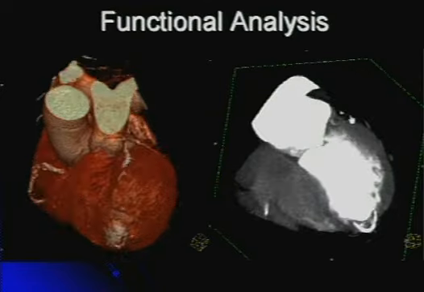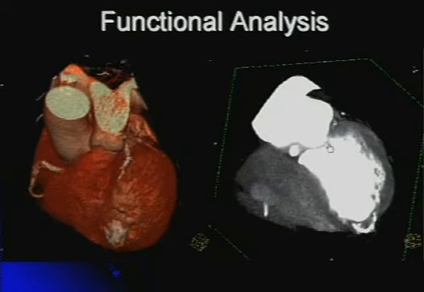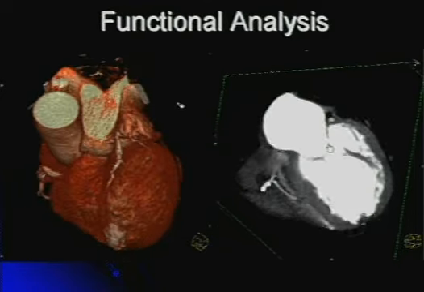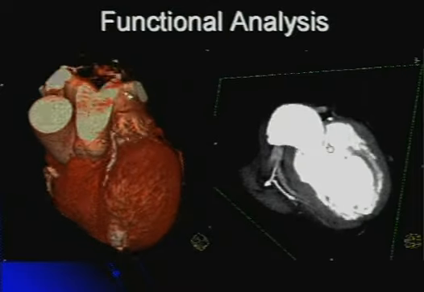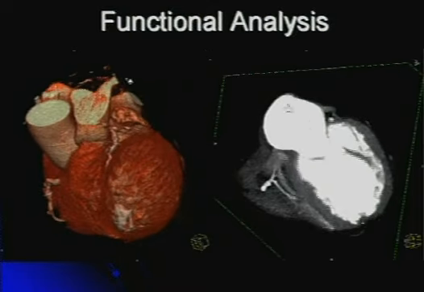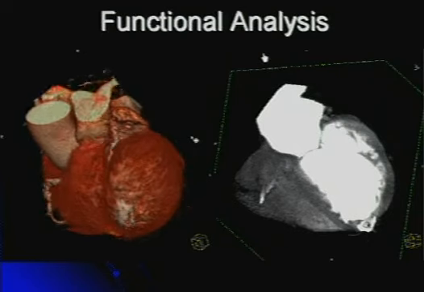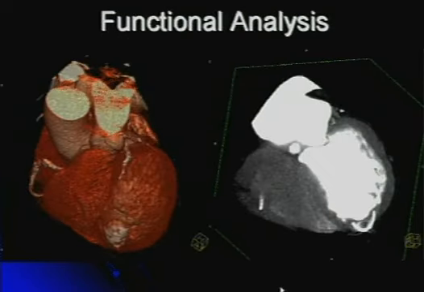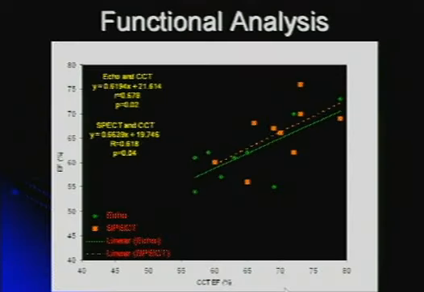And again, using our multi-phase reconstruction, we can get an assessment of both regional and global function. And in our laboratory here, we've correlated our global volume and ejection fraction as determined by CT imaging with echo and SPECT imaging and showed a good correlation.